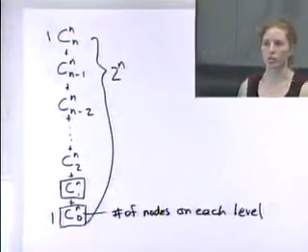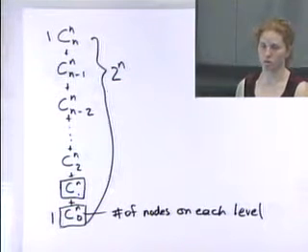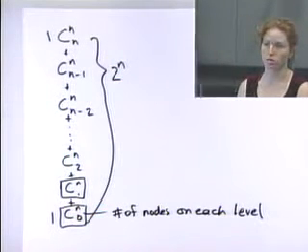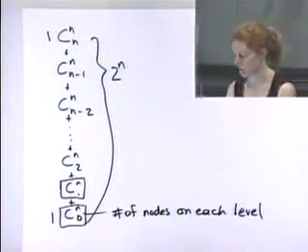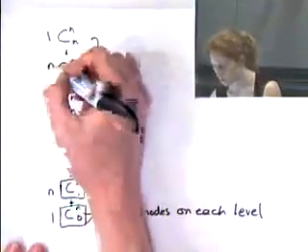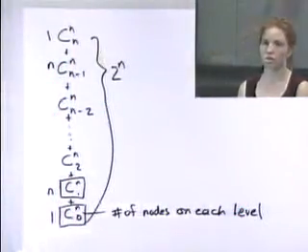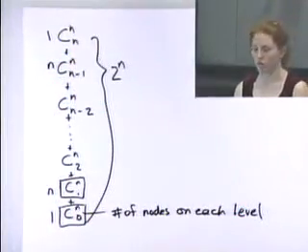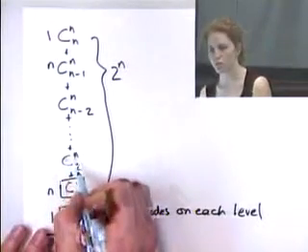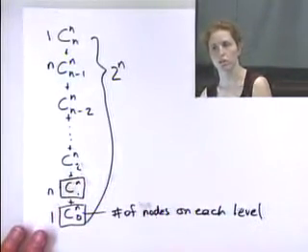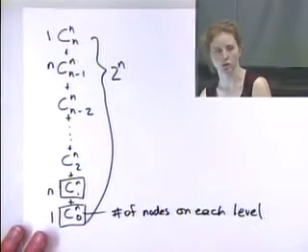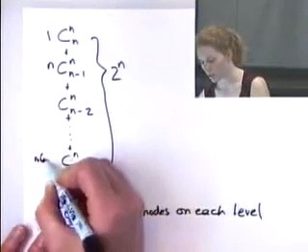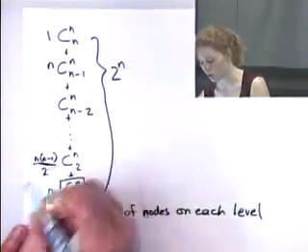How many is on the next level, on the first level? 3. See, n choose 1 is n, right? Right. The next level is n choose 2, which is n factorial over (n minus 2) factorial times 2 factorial, right? So this is n times (n minus 1) over 2.